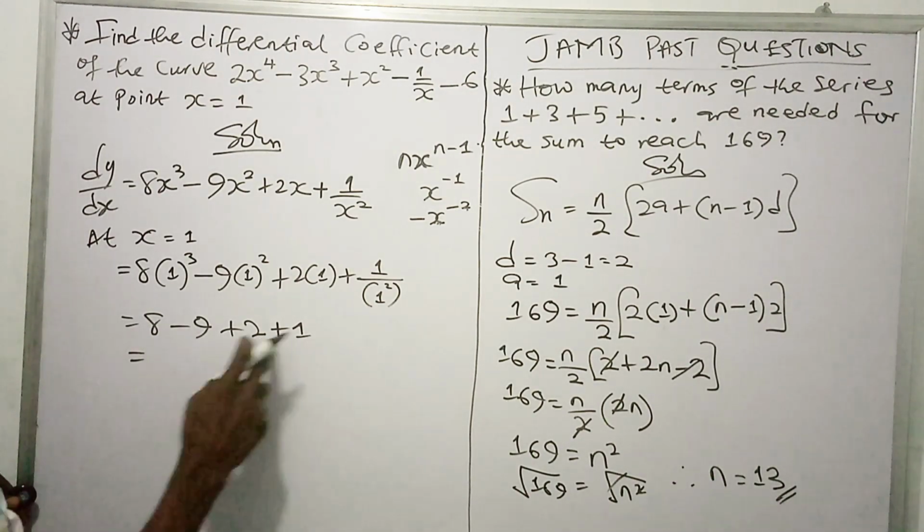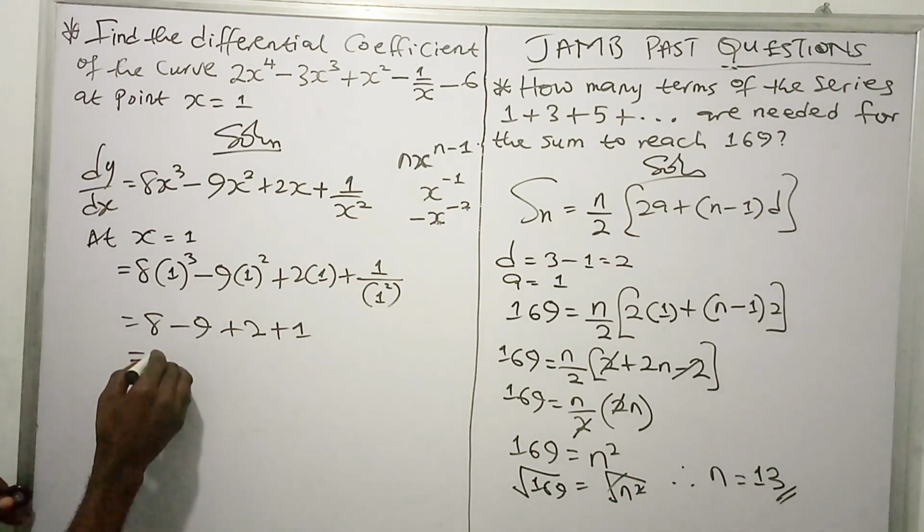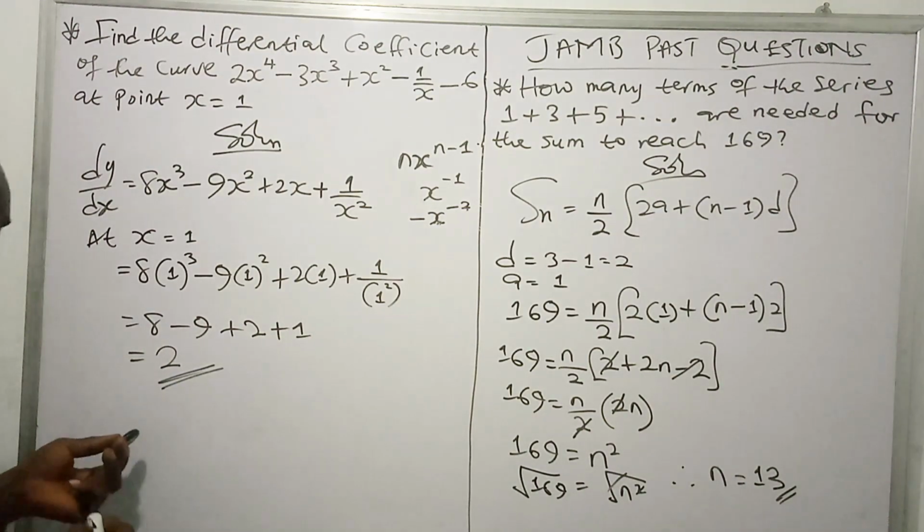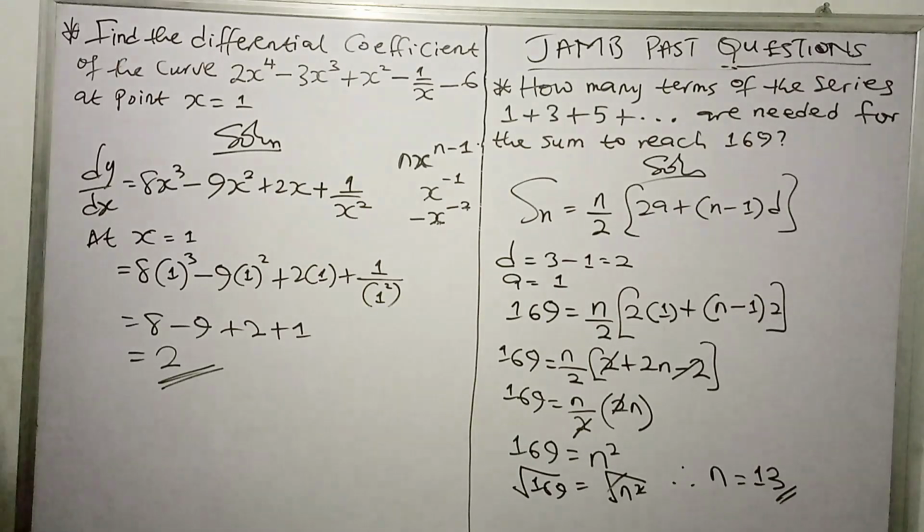This will give us 10, 11. 11 minus 9, that's 2. So 2 is the solution to this very question.